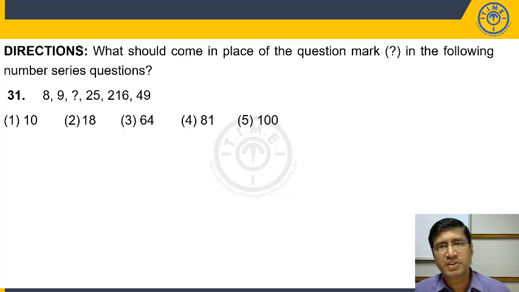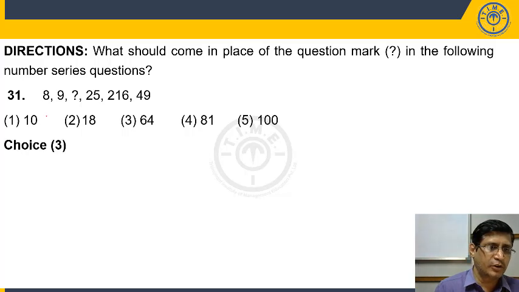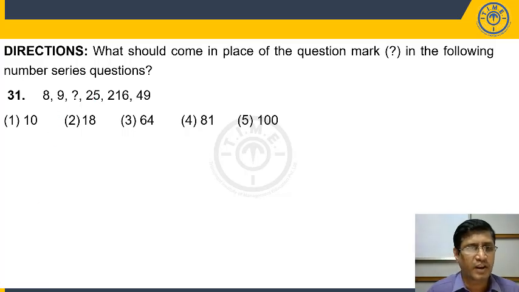Now this is a question from the series. We need to find out the missing number in the given series. Just look at the given numbers here: 8, 9, question mark, 25, 216 and 49. These numbers are cubes and squares. So what is the value here? The 8, if you observe, is a perfect cube. The 9 is a perfect square.